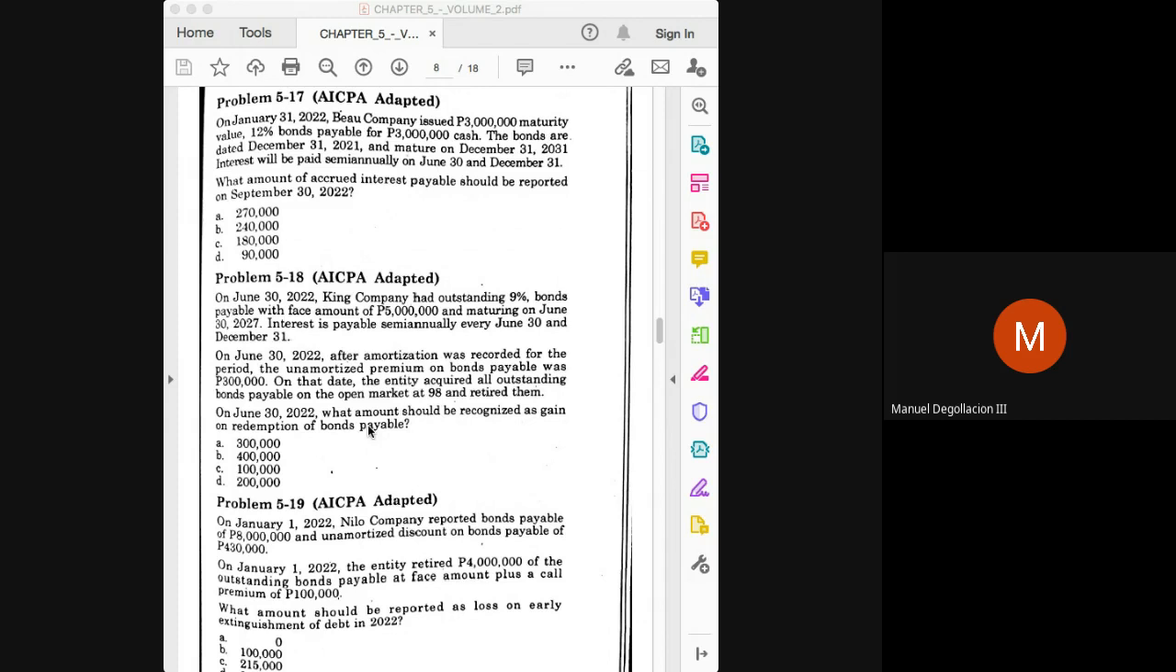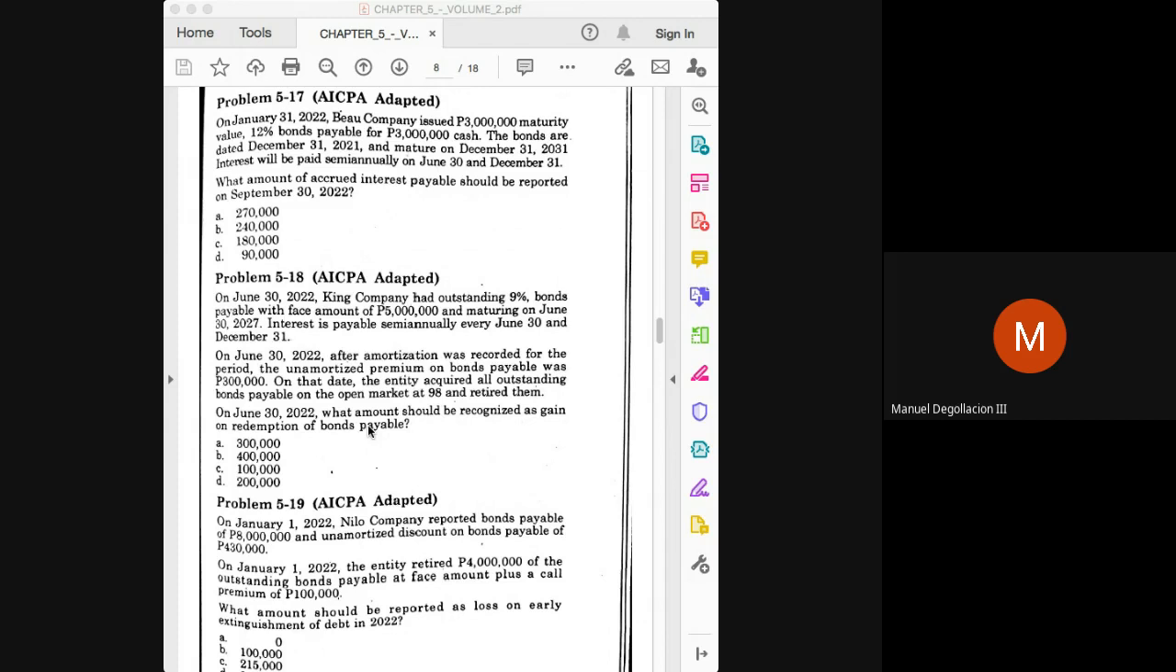Okay, so the question here is how much is the gain on redemption? So if we will be asked for gain or loss on redemption, we just compare two things: the carrying amount of the bonds payable and the redemption price or the cash payment.